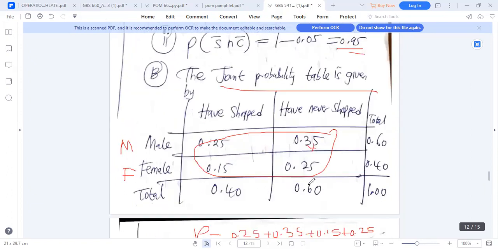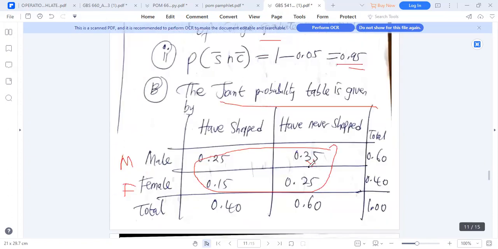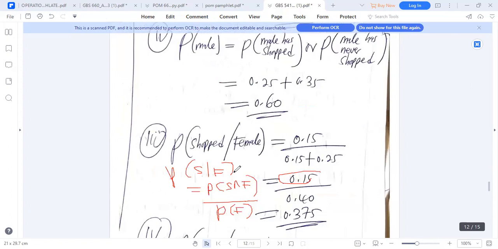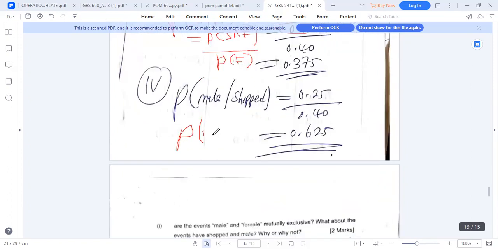Then the other one is male, given that he has shopped. So the probability of male given shopped means the probability of M intersection S over the probability of S. This is what we are actually getting down to.